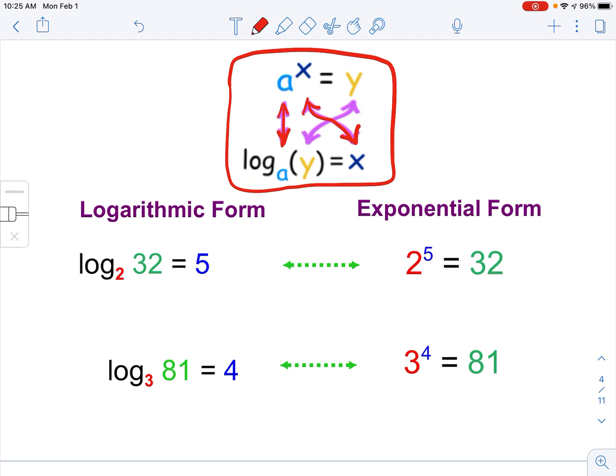So here we have two more examples. Log base 2 of 32 is equal to 5 because 2 to the 5th is equal to 32. Log base 3 of 81 is equal to 4 because 3 to the 4th power is equal to 81.